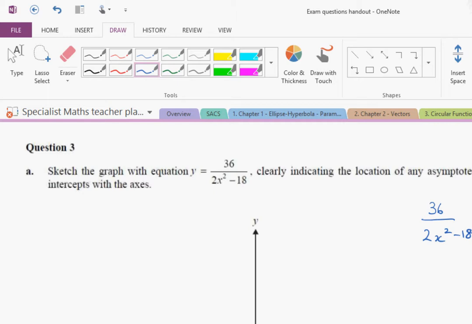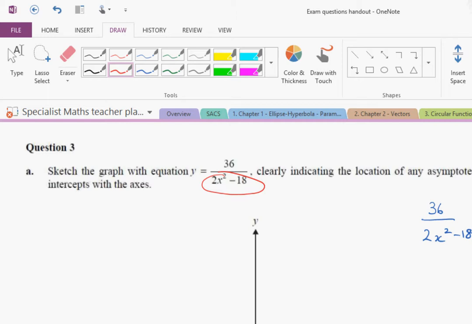Now, what we want to do when we're sketching a reciprocal function, I want you to sketch this function here, after we've done some little changes. So what does the graph of x squared minus 9 look like? We know that it's going to look like this. Its turning point is going to be there, and we have intercepts at 3 and minus 3.